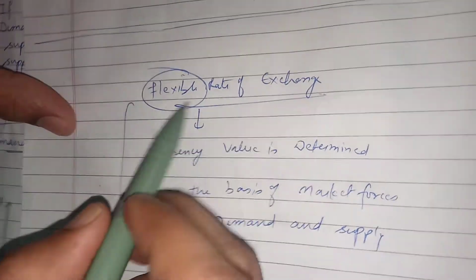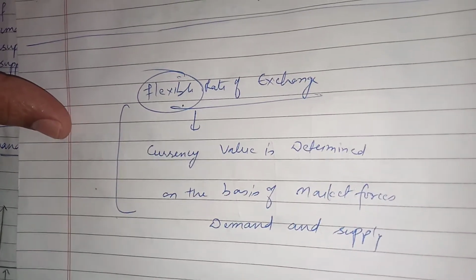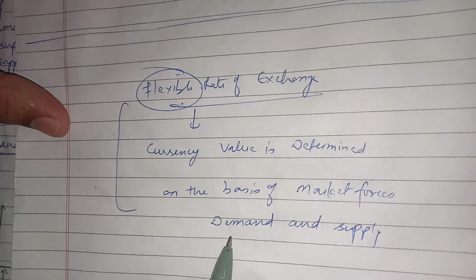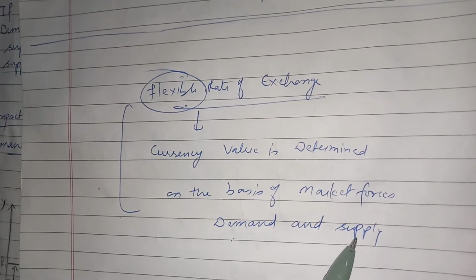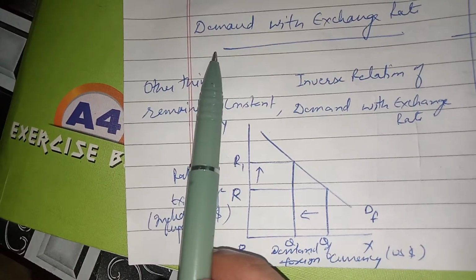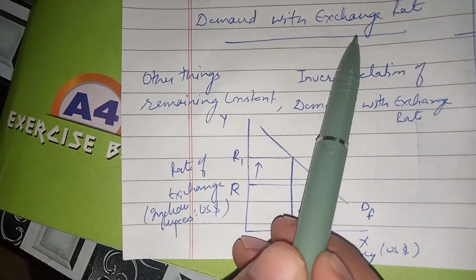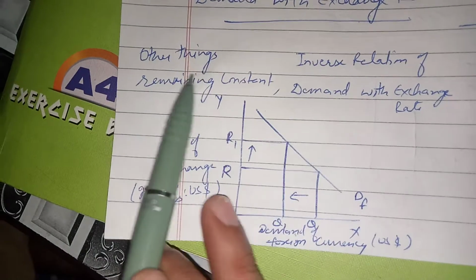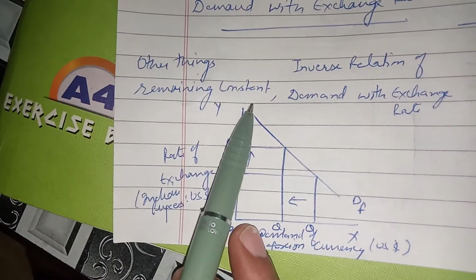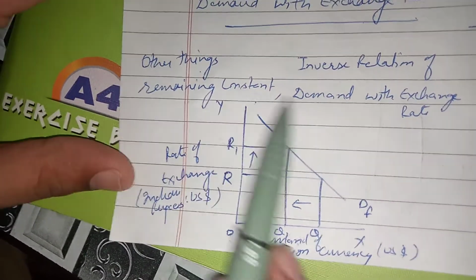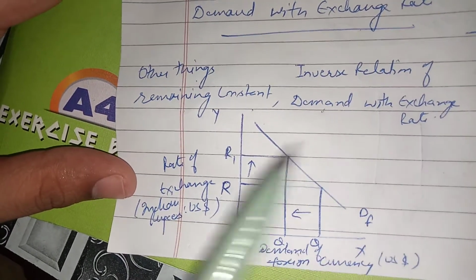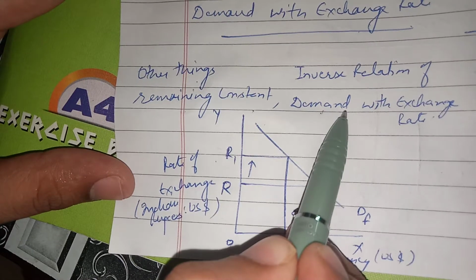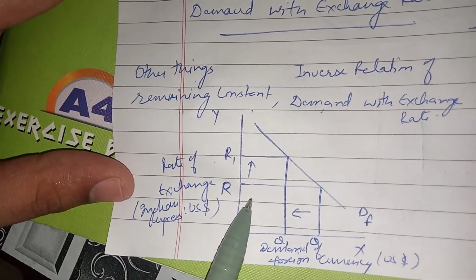So after the meaning of flexible rate of exchange, now we will study the basic concepts of demand and supply with the exchange rate. First, we will study the relation of demand with the exchange rate. Other things remaining constant means other things remain same. There is an inverse relationship between demand and exchange rate. Now we will explain this relation with the help of one example.